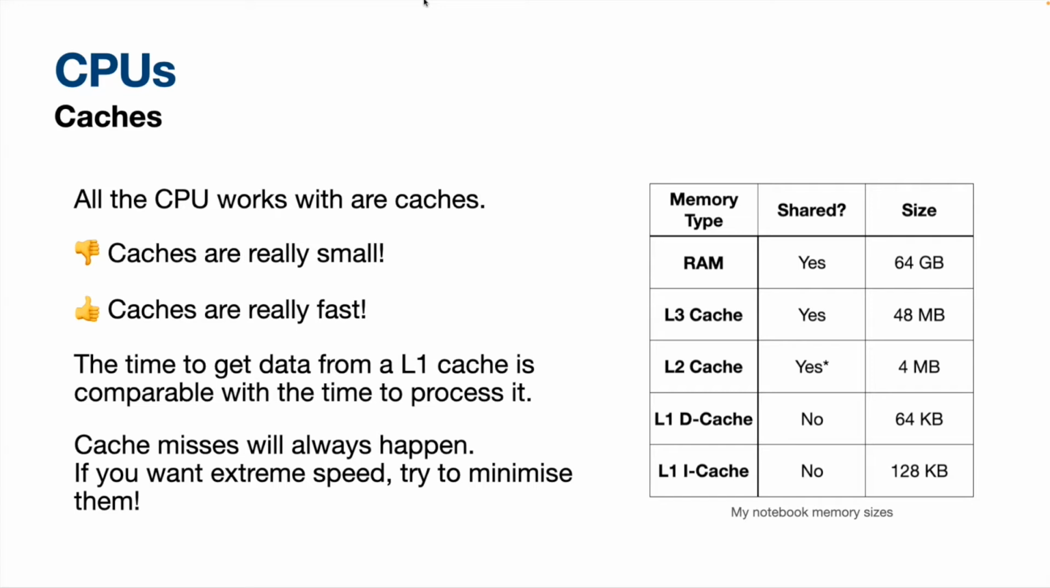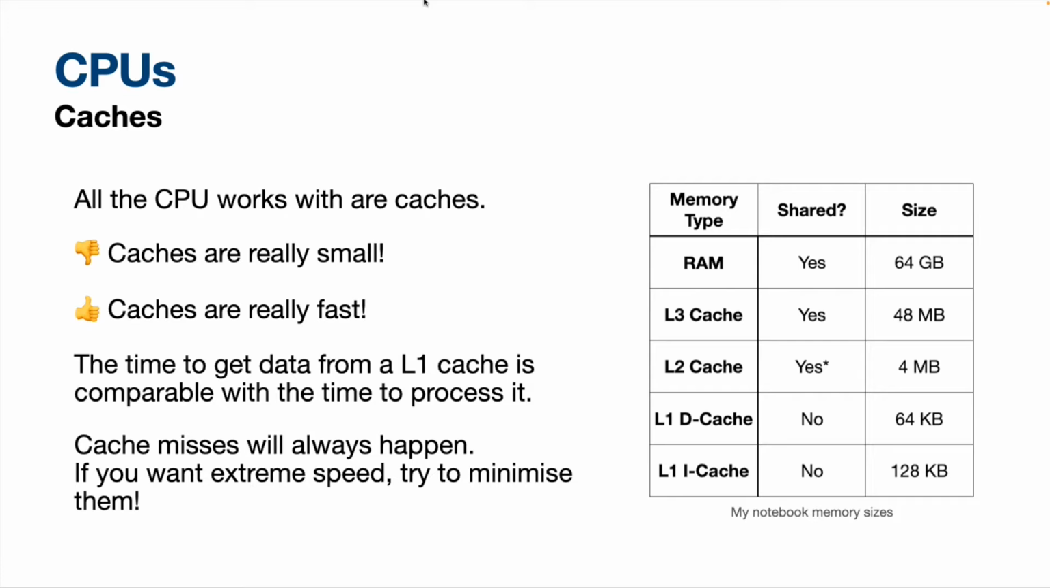And you can see it here, these are actually the specs of my notebook. RAM, huge. Data cache, the level 1, so basically the data that the CPU will actually work with, 64 kilobytes. That's really, really small.